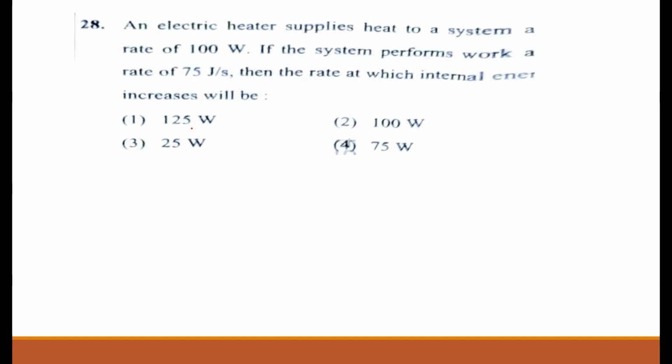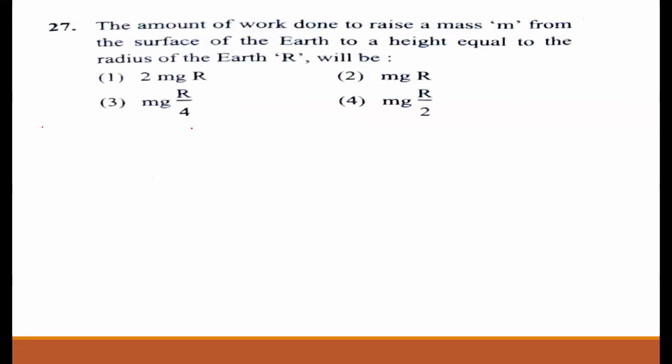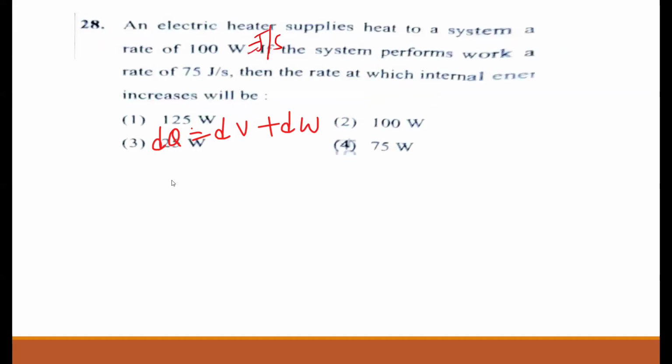Now, coming to question number 28, an electric heater is supplying a system at a rate of 100 watts. So they gave that power as 100 watts, 100 joules per second. Now it is performing a work. What is the internal energy? So dQ is equal to dU plus dW. Now they are asking us to calculate the internal energy, so we have to calculate dU.